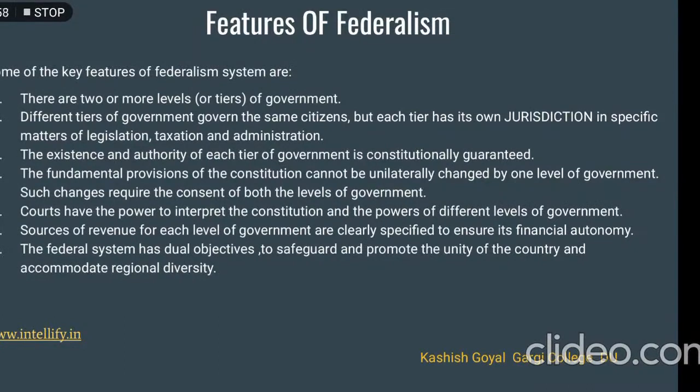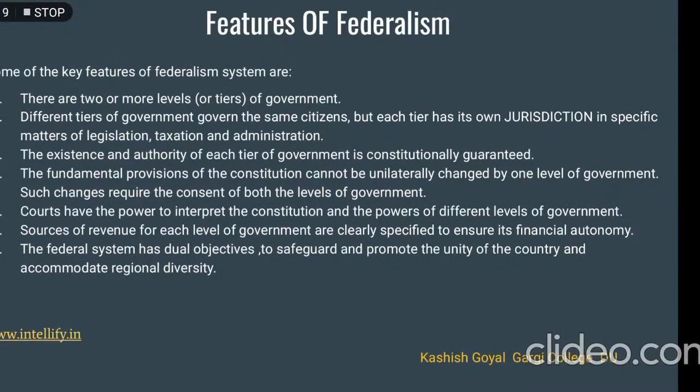The second point says different tiers of government govern the same citizens, but each tier has its own jurisdiction. The word jurisdiction is very important to mention. Jurisdiction basically means an area of their workspace, right? They have their own area to work, their own power, and their own responsibilities in which they are not answerable to the central government.